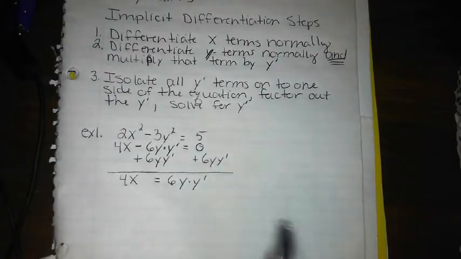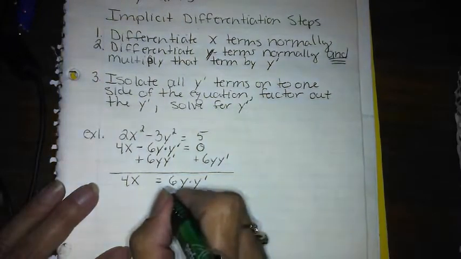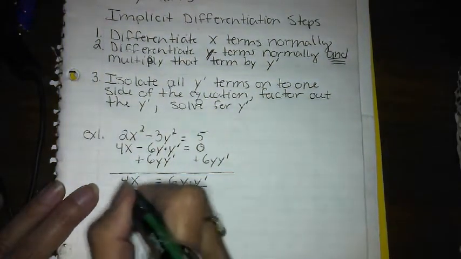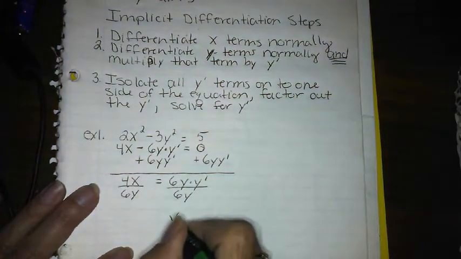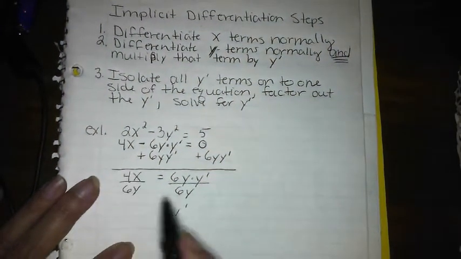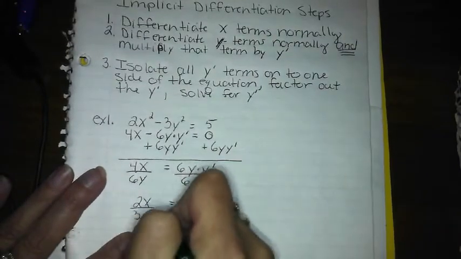Since there's only one term, there's no factoring to do. So to solve for the y prime, all I've got to do is divide by 6y on both sides. And then simplify. The 4 and the 6 reduce each other. I'll have 2x over 3y.